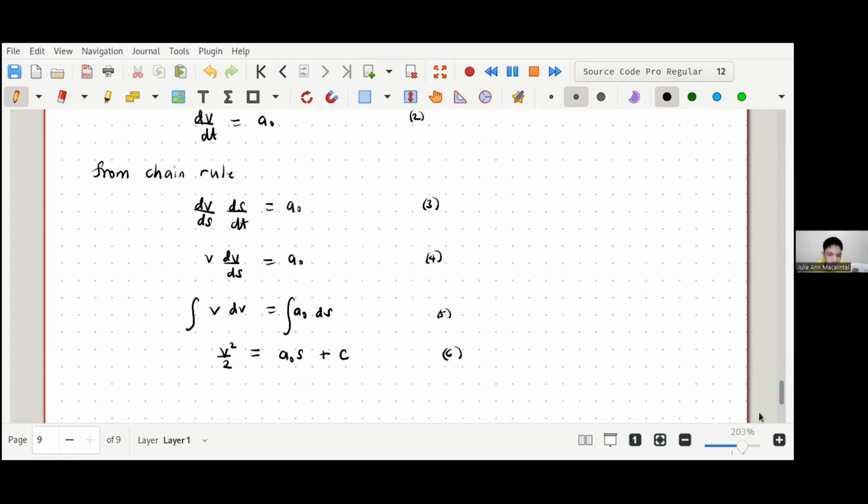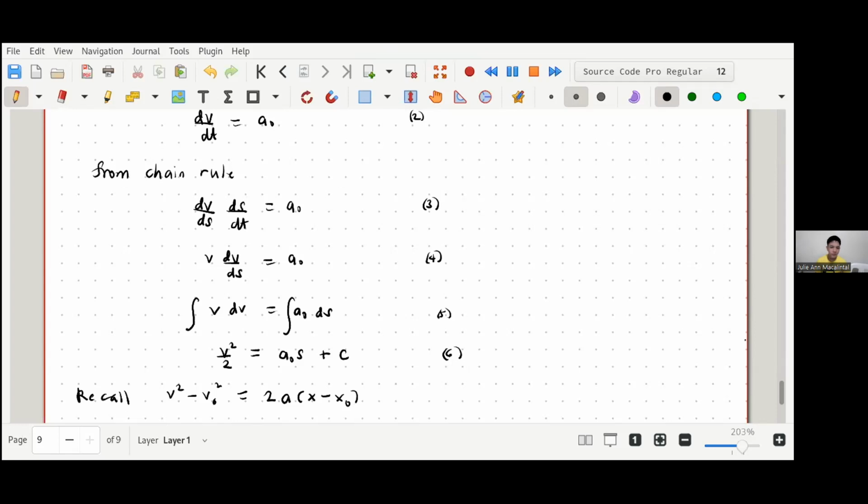Ngayon, pagtingnan natin, this should be reminiscent of something we've encountered before, yung v square. Diba yung na-encounter natin, v square minus v naught square is equal to twice a times x minus x of 0. Wow, it's real. Kasi yan yun eh. It's actually the same thing.